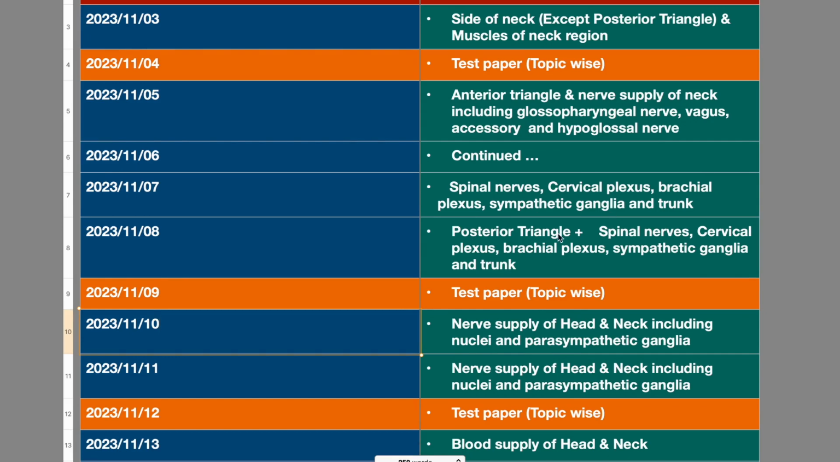Then we will go to the posterior triangle, where we will again be continuing with the same topics related to it, the cervical plexus, brachial plexus and all, which is in relation to the posterior triangle. So that will be that. Then after that, you will again get another test paper for these portions covered.